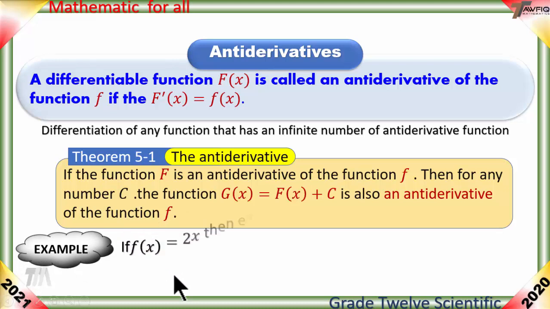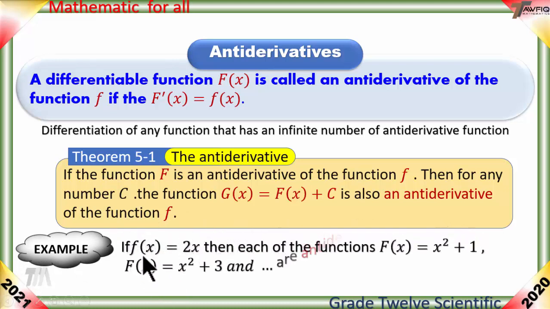For example, if we have the function f of x equal to x, then each of the functions capital F of x equals x squared plus 1, or F of x equals x squared plus 2, and so on, is an antiderivative for the function f of x equal to x. That means if we add 2 to the first one, it becomes 3.